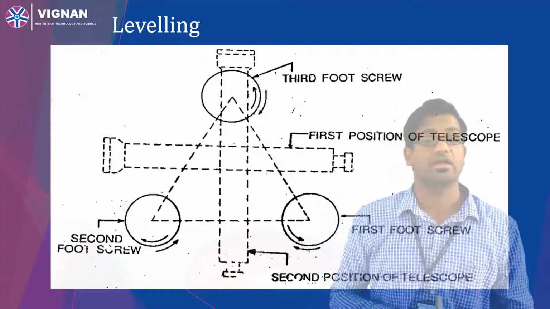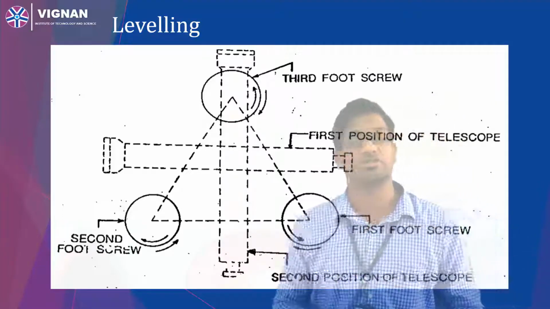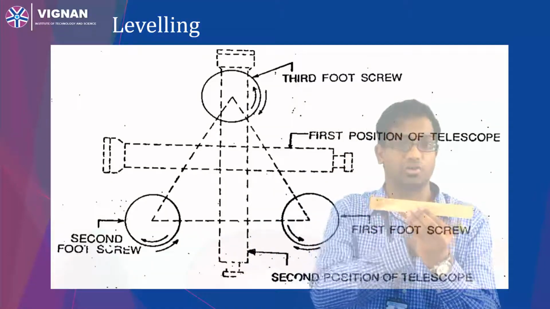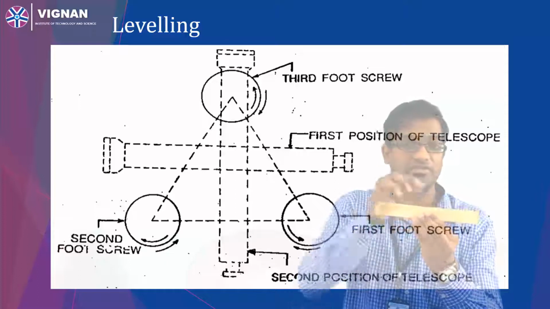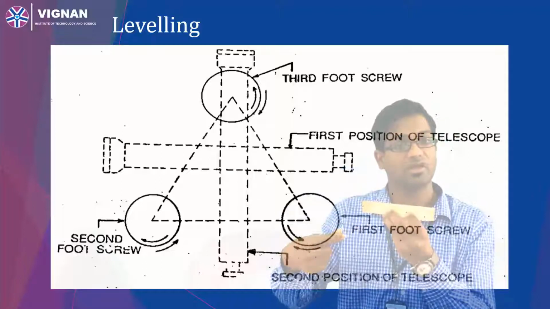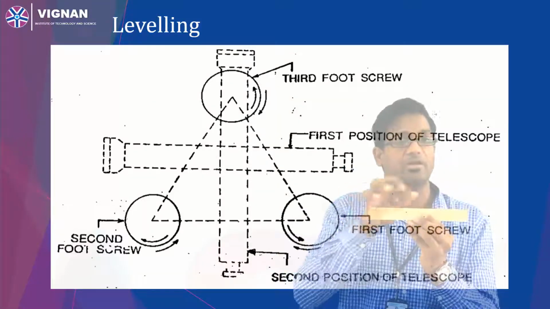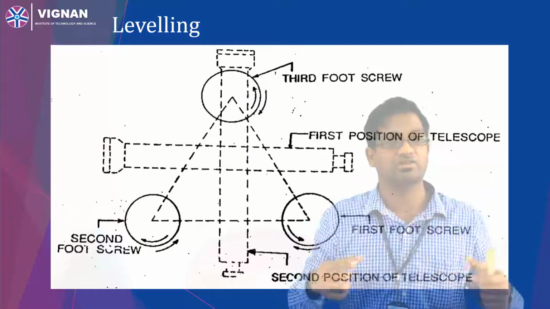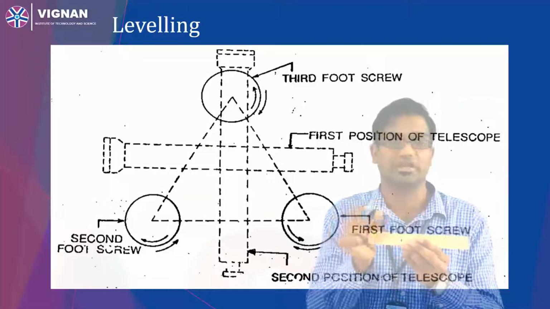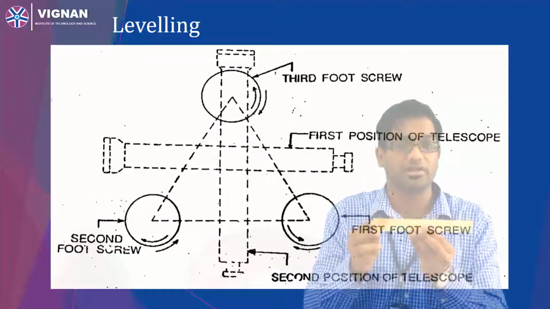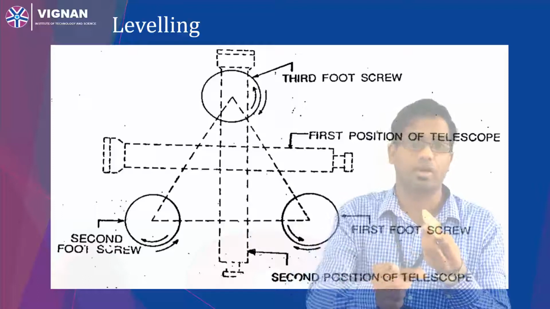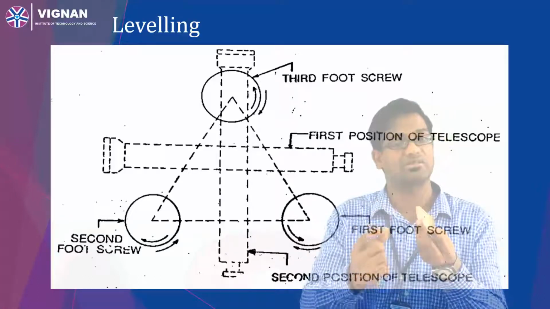I will repeat this. Leveling involves 2 operations. First, keep the telescope parallel to any 2 foot screws, in any of these ways. Then adjust the foot screws either inwards or outwards such that the bubble comes to center. Then rotate the telescope 90 degrees and operate the third foot screw either clockwise or anti-clockwise such that the bubble comes to center.